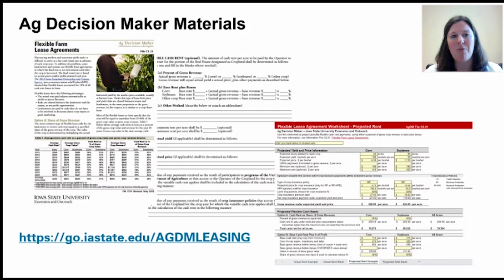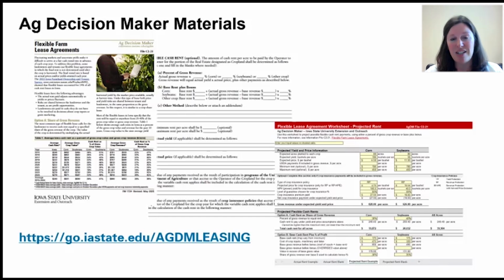Some of the resources that we have include a publication. We have worksheets to help work through flexible lease parameters, and then we have a decision tool calculator where you can plug in actual numbers to figure out what flexible leases might be, and it includes a table to show you the range depending on various yields and prices. Flexible leases have been used for many years across our state with much success by the parties using them, and it eliminates the need to negotiate rents annually, which no one looks forward to.